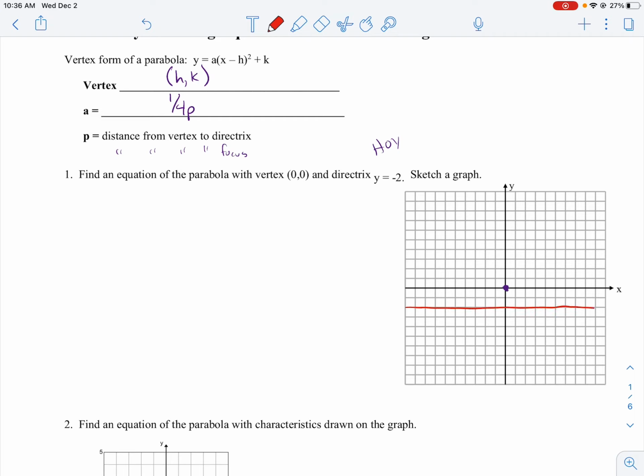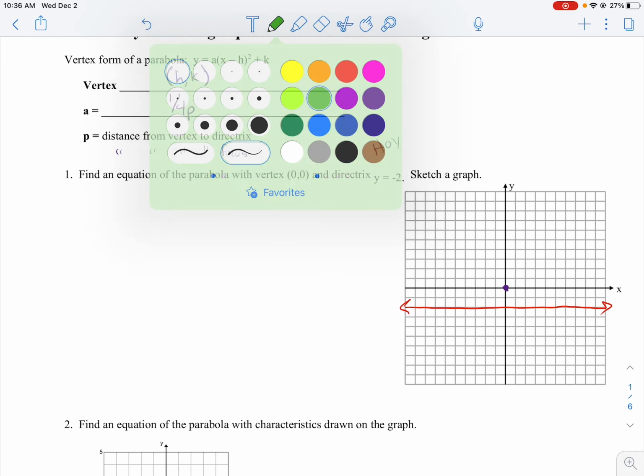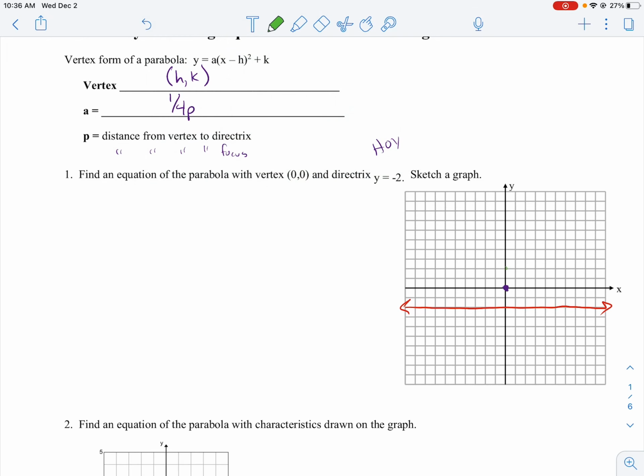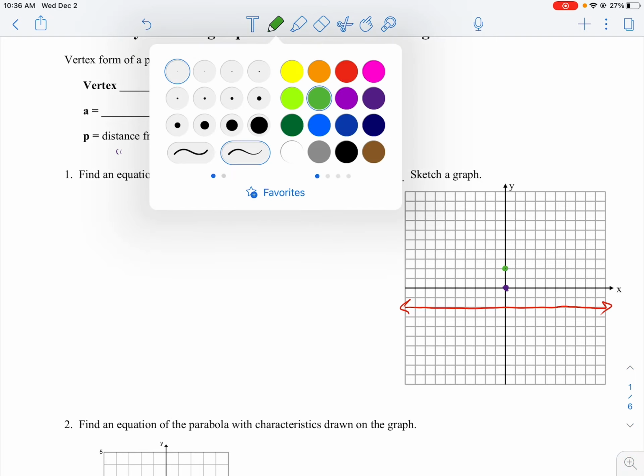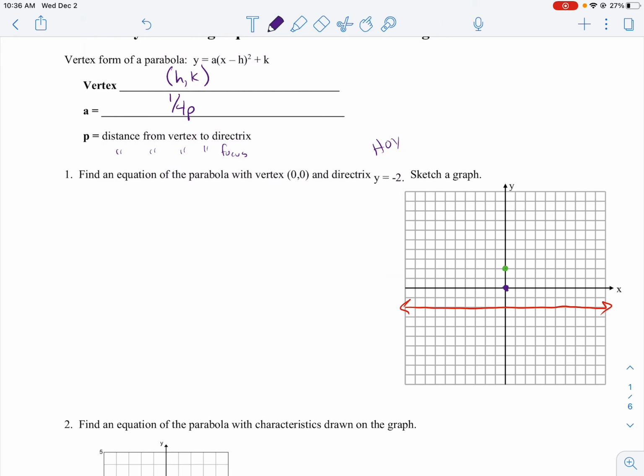At y equals negative 2. So this will help us determine what our p value is. As you can see, our vertex is 2 units up from our directrix, which means our focus would also be 2 units this way. And it goes without saying that because the focus is always inside your parabola, that means our parabola is going to be facing up.